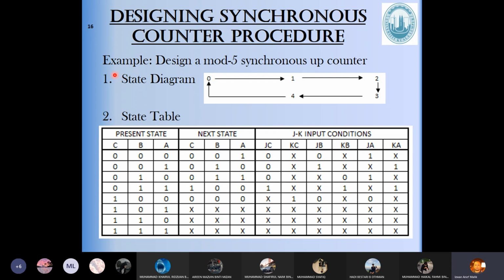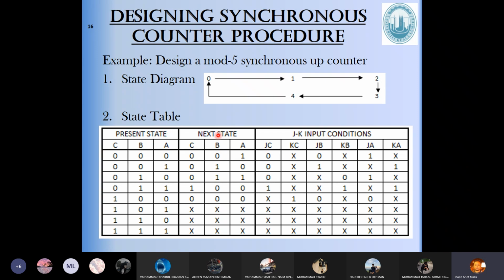So if you are able to draw this diagram, then you'll get the marks for the diagram lah. Normally diagram markah dia dalam 3 markah kalau saya tak silap lah for your final exam. Okay, and then you translate the state diagram to become state table. Okay, so the state table, you have these 3 main column lah.